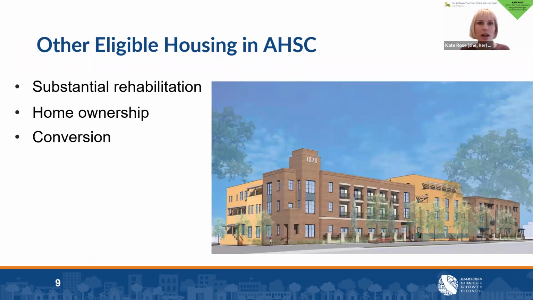Okay, so other but less common housing developments that we see in AHSC are home ownership, substantial rehabilitation, and conversion developments. Here's an example on the slide of an awarded home ownership project from AHSC round 6. And the point that we're making is that there are various housing development options that are eligible to fund through AHSC and through TCC. So next we'll go into the details of the AHSC housing requirements that are incorporated into TCC to see if you have an eligible project.